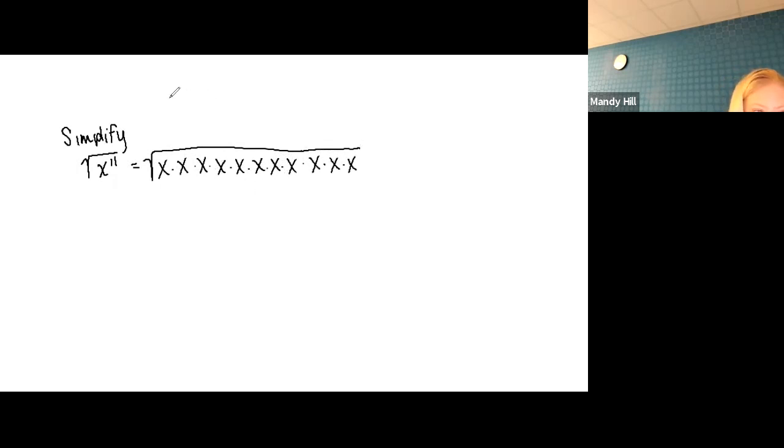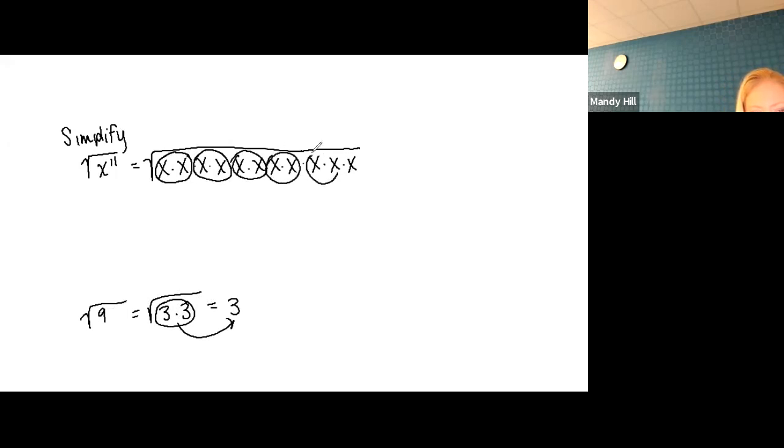Okay, and the other thing that we know that we have already discovered is if we were going to take the square root of 9, we know that 9 is 3 times 3. And so the answer is 3 because we could pull out a pair of 3s. So same process here. I'm going to circle the pairs that I have, which means I could pull out an x for this group.